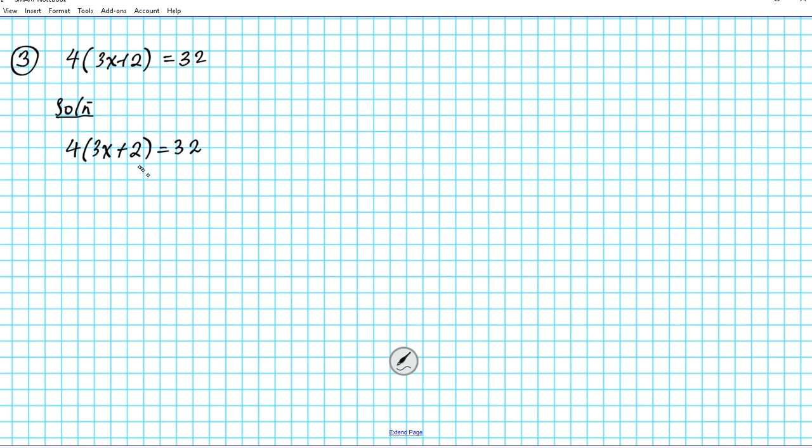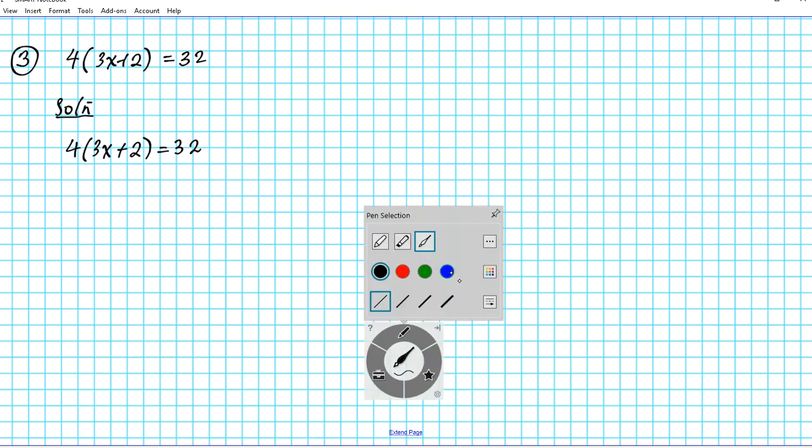Now the first thing we have to do is we need to get rid of this parenthesis right here, okay? So in order to eliminate the parentheses, we'll have to distribute the coefficient in front of the parentheses into the terms inside the parentheses. So when we distribute, what we're doing is multiplying, okay? So 4 times 3x will yield 12x. 4 times 2 is 8 equals 32.